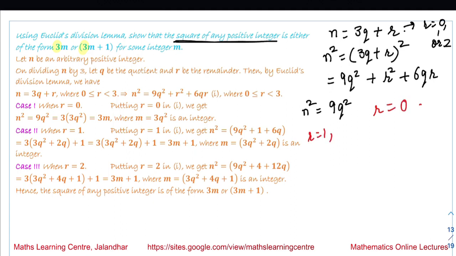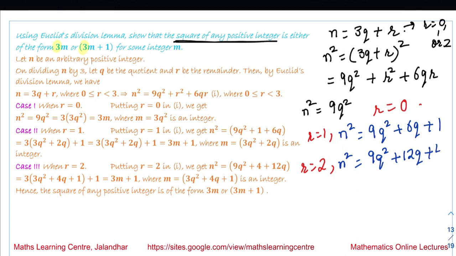If we substitute r is equal to 1, we get n square is equal to 9q square plus 6q plus 1. And the third case, when we substitute r is equal to 2, we get n square is equal to 9q square plus 12q plus 4. So what we have till now is that n square can have three forms. One is 9q square, second is 9q square plus 6q plus 1, and next is 9q square plus 12q plus 4.